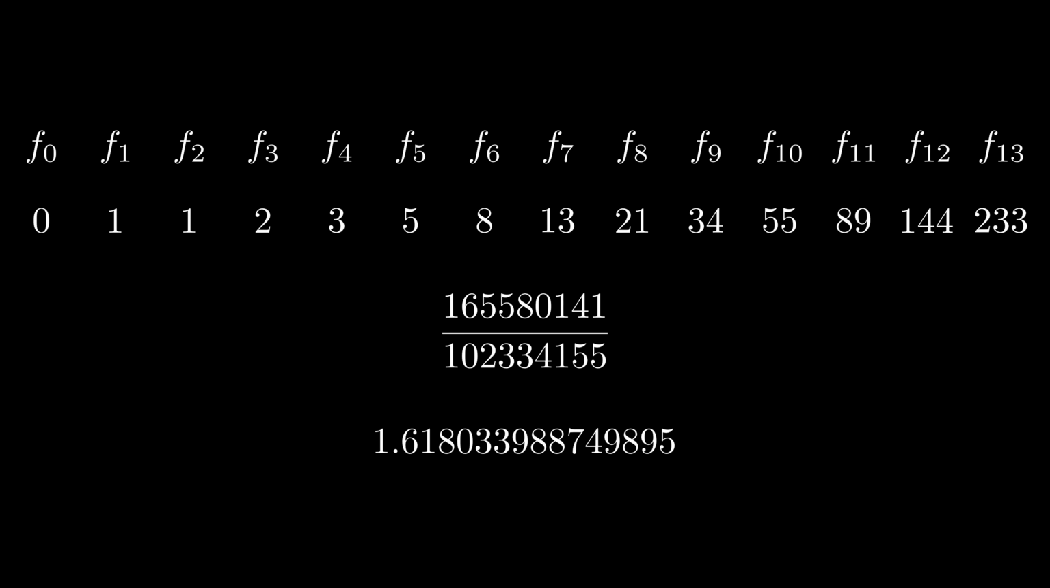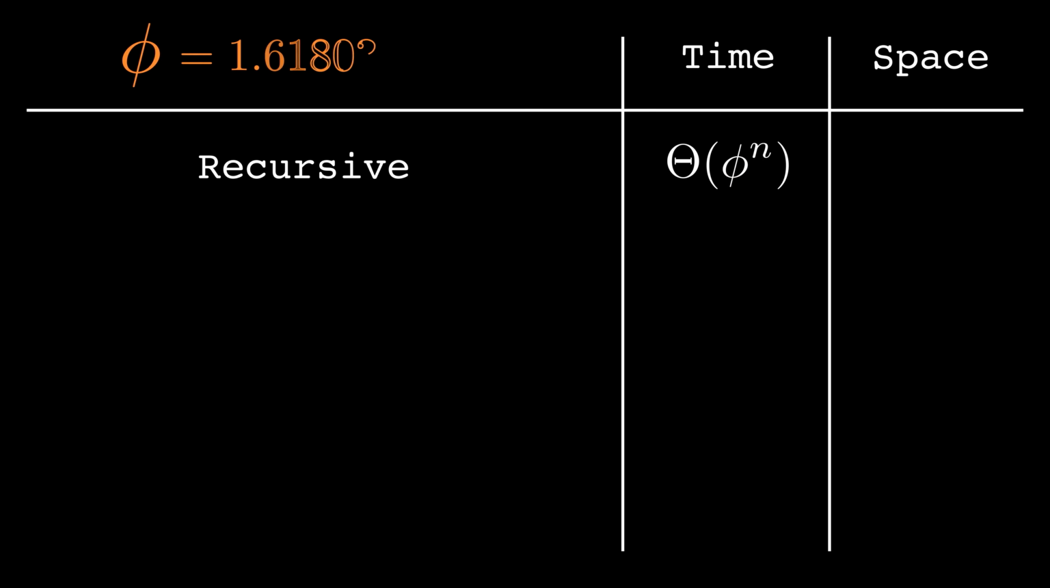8 miles are approximately 13 kilometers. 13 miles are approximately 21 kilometers. 21 miles are approximately 34 kilometers, and so on. What's particularly interesting is that if you investigate the time complexity of the discussed Fibonacci implementations, you can prove that the time complexity of the recursive approach is in the complexity class theta of phi to the power of n, where phi is again the golden ratio. So whenever you do something with the Fibonacci sequence, I'm pretty sure you will encounter the golden ratio sooner or later.